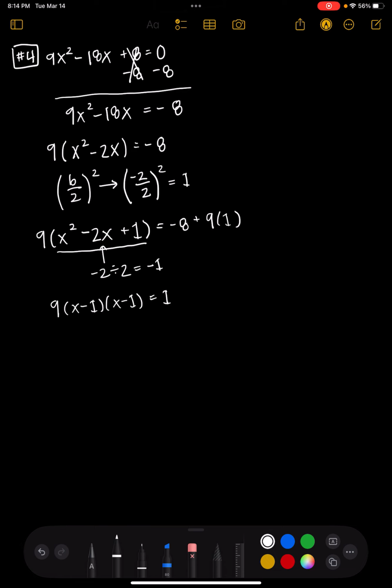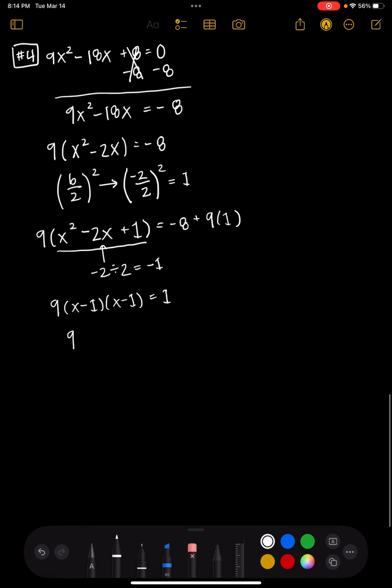Then from there, we're going to get those x minus 1s together. So I have 9 times x minus 1 squared, because there's 2 of them, equal to 1. Before I can square root, I've got to divide each side by 9 to get just the squared part by itself. The 9s cancel each other out. I'm left with x minus 1 squared is equal to 1/9.